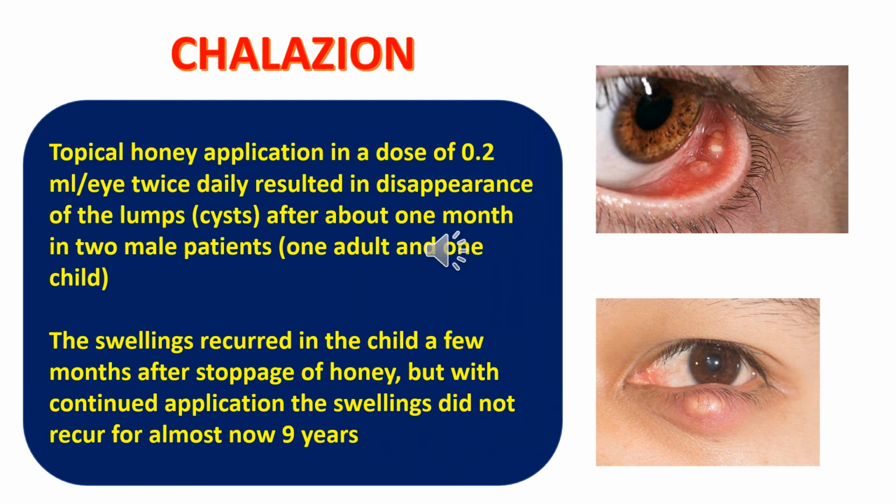Also, we successfully treated 2 cases with chalazion using topical honey as a sole treatment without need for surgical removal or other topical therapies. Topical honey application in a dose of 0.2 ml per eye twice daily resulted in disappearance of the lumps or cysts after about 1 month in 2 male patients, 1 adult and 1 child. However, the swellings recurred in the child a few months after stoppage of topical honey, but with continued application, the swelling did not recur for almost now 9 years.